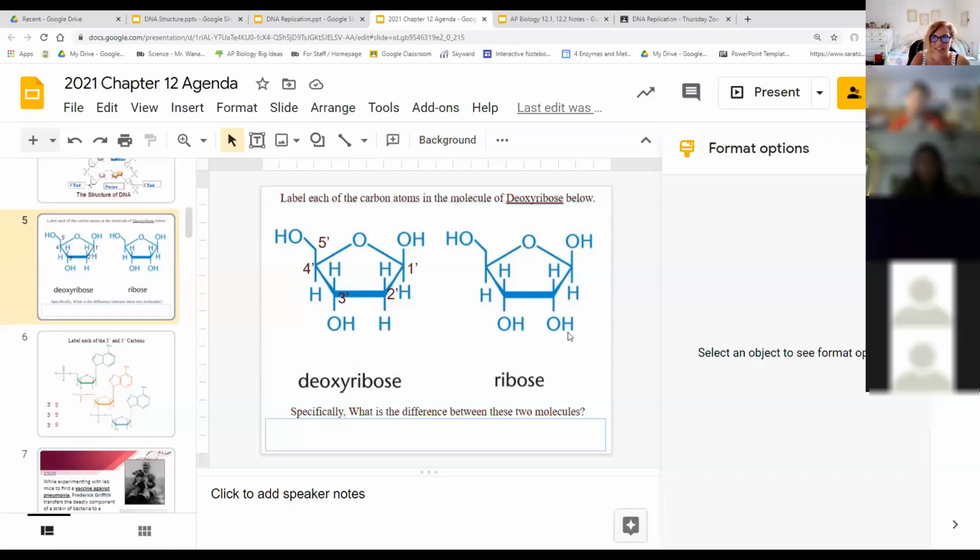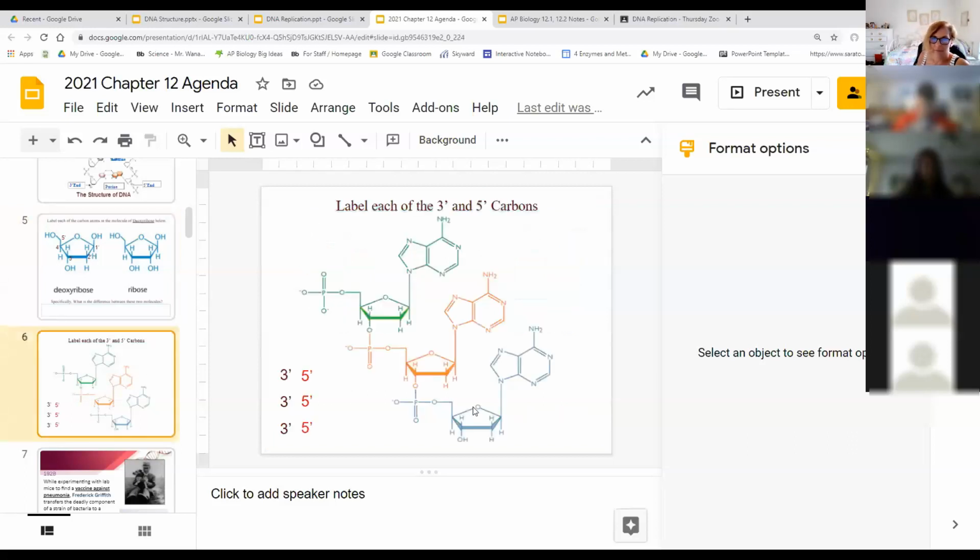So that's where the deoxy comes from, is losing this oxygen in particular. So one of the differences between DNA and RNA is the sugar that's used, and the whole difference between those 2 molecules is a single oxygen. So now that we've labeled this carbon, this sugar molecule, take a moment and label the 3' and the 5' ends of this section of nucleic acid.